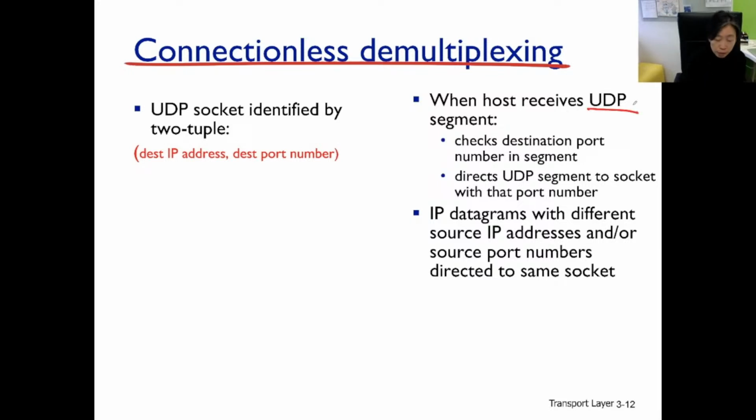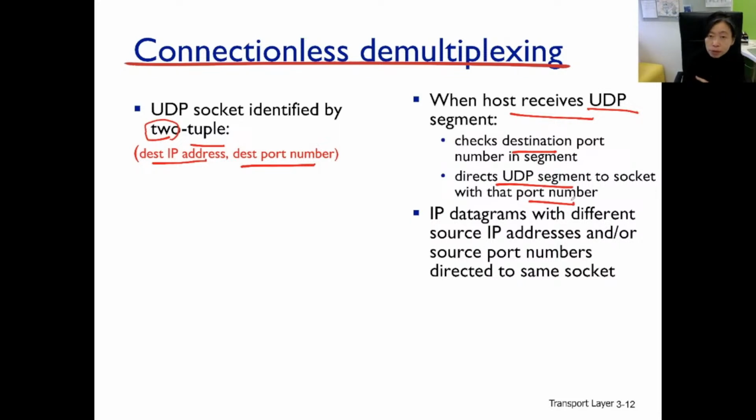So in this type of demultiplexing, we rely only on the destination IP address and destination port number to decide which socket to pass a packet towards. So it's only a two-element tuple. When a host receives a UDP segment, it checks the destination port number in the segment and then directs the segment to the socket carrying that port number. And that's pretty much it.